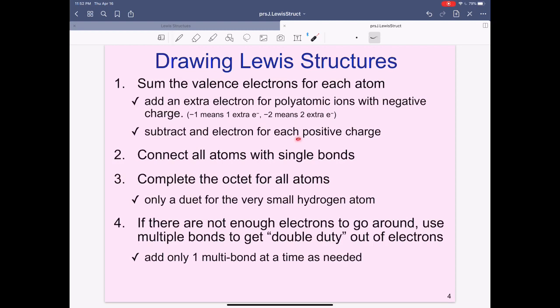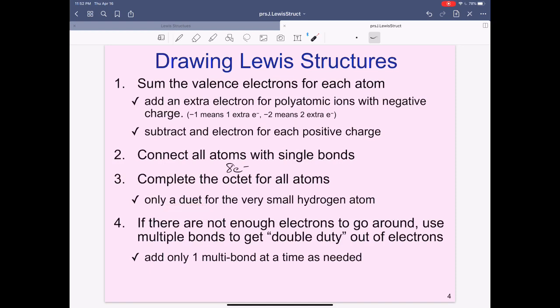If we end up with a polyatomic ion with a positive charge, we would remove an electron because cations have lost electrons. Connect all the atoms with single bonds, and then use the extra valence electrons to complete an octet, or in other words, 8 electrons for each atom. Of course, hydrogen is a very small atom, and it will only end up with a duet, or 2 electrons.